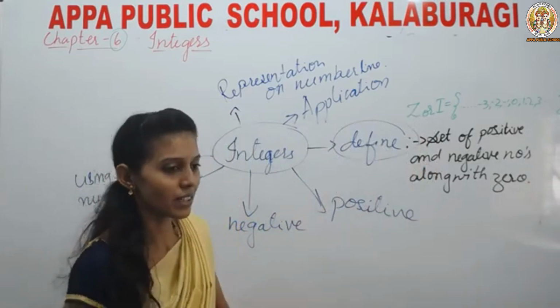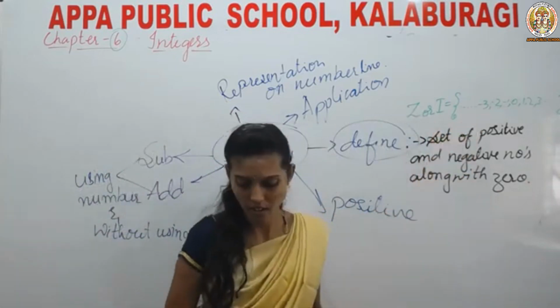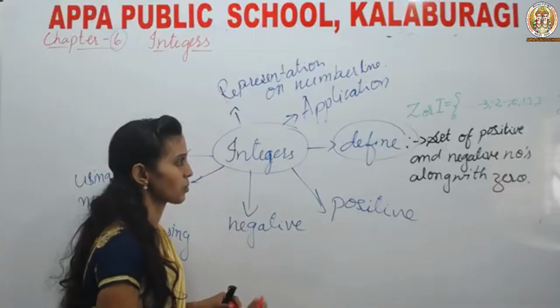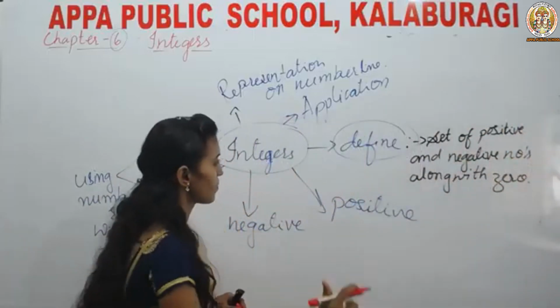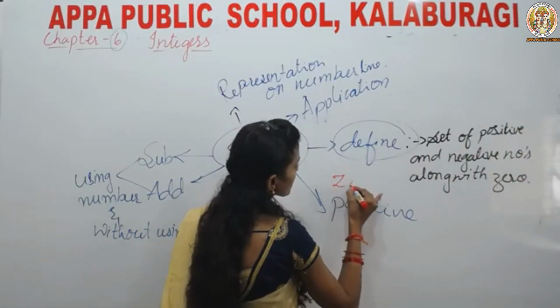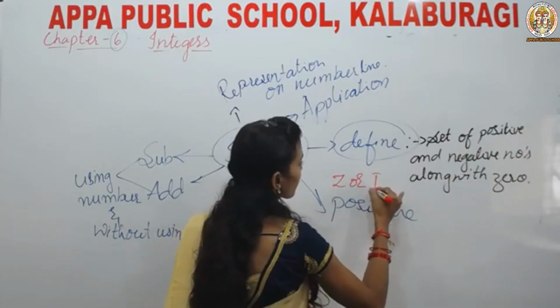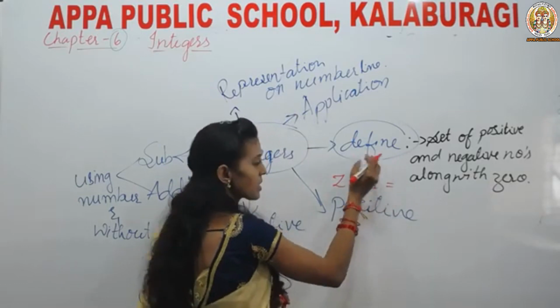I think this green ink is not visible so clearly. Okay, let me avoid that. I'll write it in another color. Here, we can represent it using the letter Z or I. Actually, this is not what we are using.